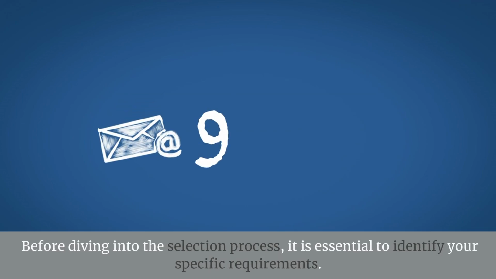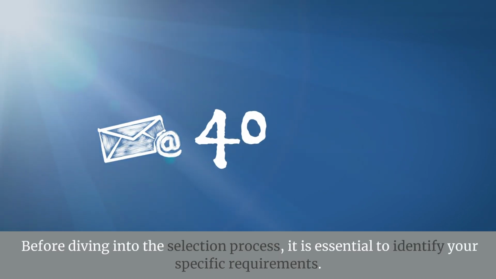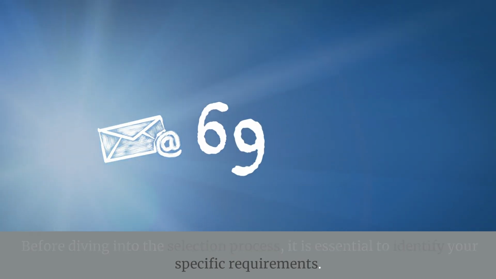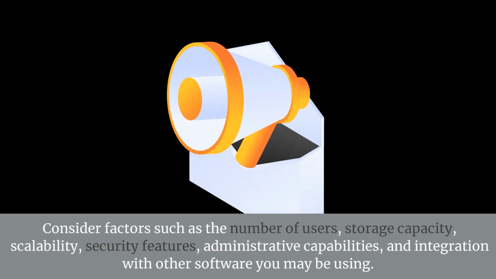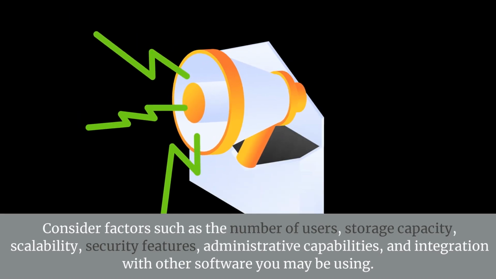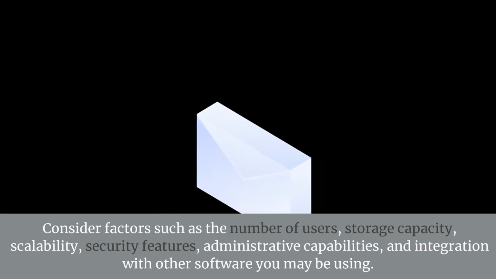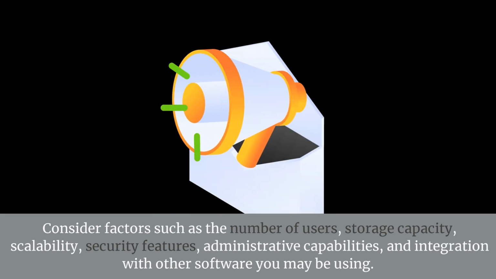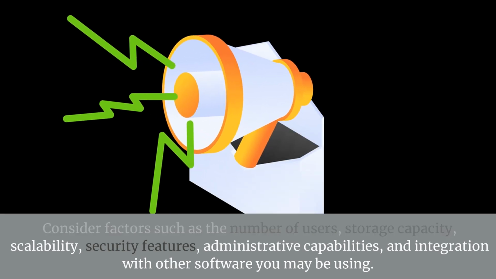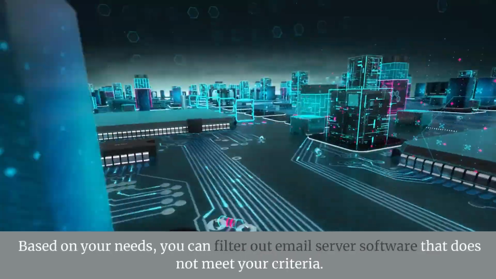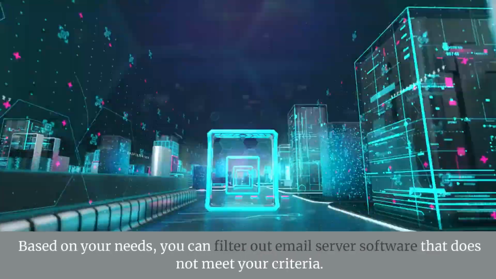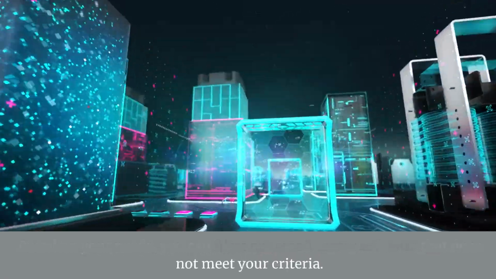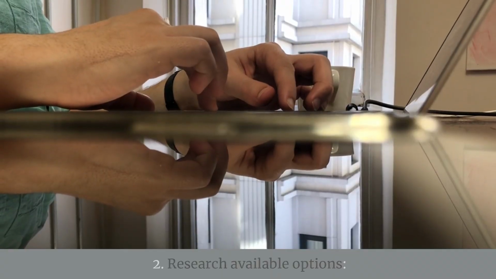1. Identify your requirements. Before diving into the selection process, it is essential to identify your specific requirements. Consider factors such as the number of users, storage capacity, scalability, security features, administrative capabilities, and integration with other software you may be using. Based on your needs, you can filter out email server software that does not meet your criteria.